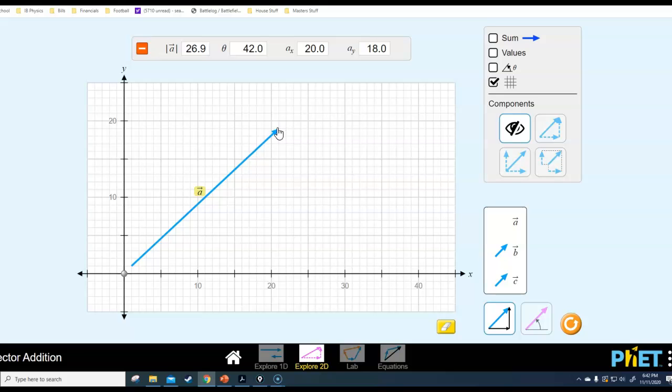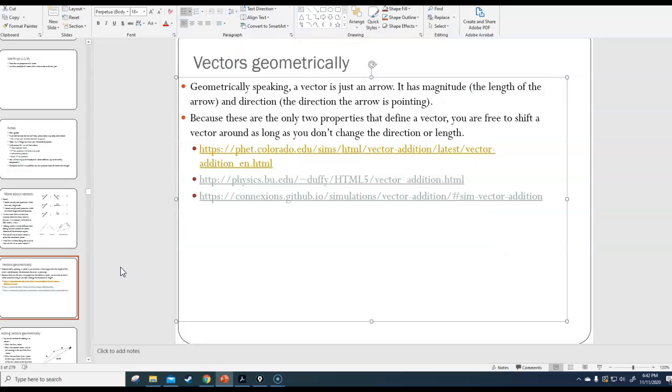And now, of course, if I actually change the direction, then you can see that changes lots of different things. But I can shift, or I guess the mathematical term is translate, a vector around. And as long as I don't change the magnitude and direction, then it doesn't change anything about that vector. So keep that concept in mind for what we're about to see.